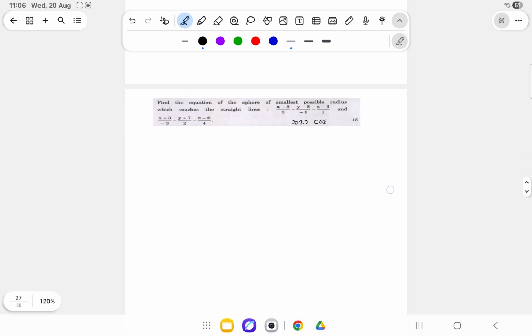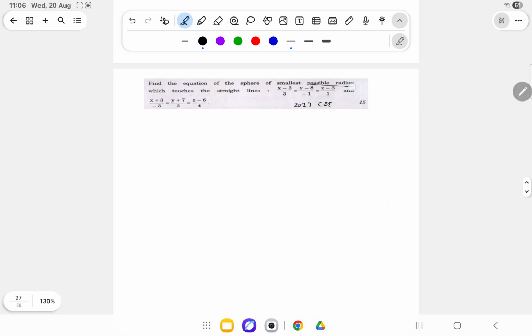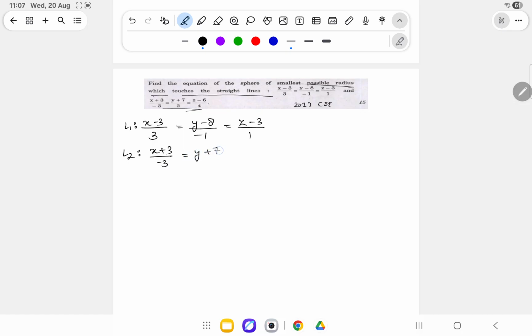So the next question is, find the equation of the sphere of smallest possible radius which touches the straight lines. So they have given us two lines, L1: x minus 3 upon 3 equals y minus 8 upon minus 1 equals z minus 3 upon 1. And my L2 will be x plus 3 upon minus 3 equals y plus 7 upon 2 equals z minus 6 upon 4. So if this is my sphere, there are two lines which touch this sphere. So let this be my line 1 and this be my line 2.